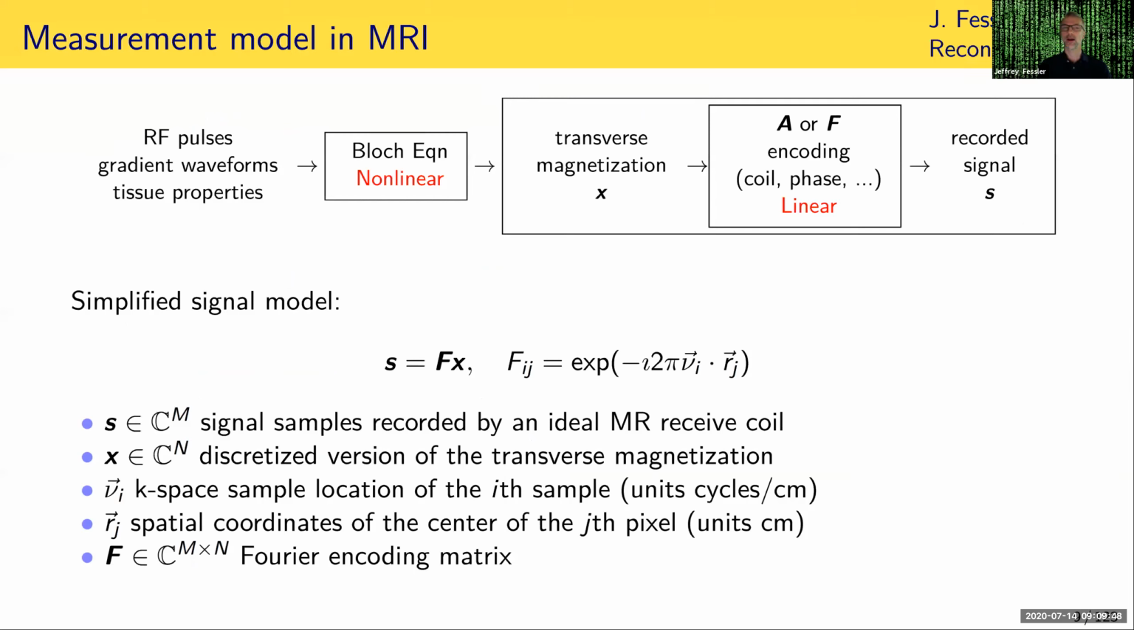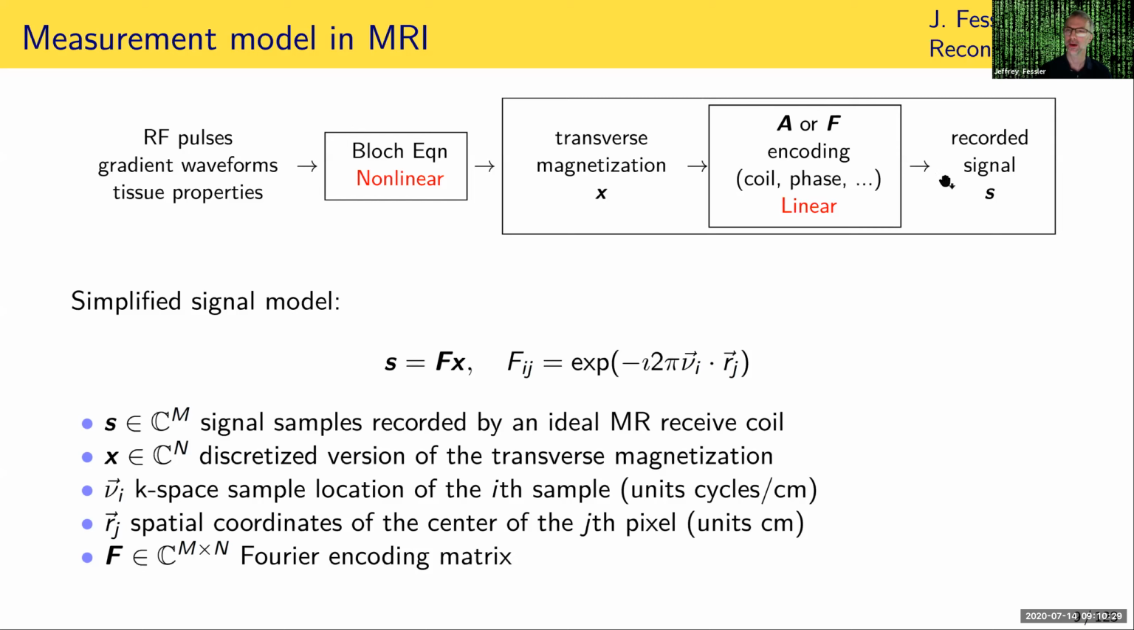Okay, so let's get into MRI a little bit now. In MRI, we as engineers have enormous control over the inputs to the system. We design RF pulses and gradient waveforms that are played, if you will, into the patient who has their own tissue properties, and then the magnetization of the object evolves according to an ordinary differential equation called the Bloch equation that's nonlinear. That leads to an induced state of transverse magnetization in the object, and then we sense that transverse magnetization using the gradient waveform properties, an encoding matrix that sometimes will be A and sometimes F in this talk.